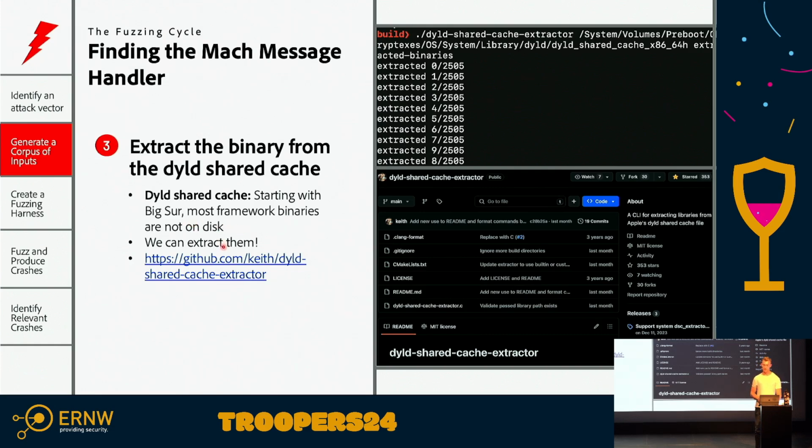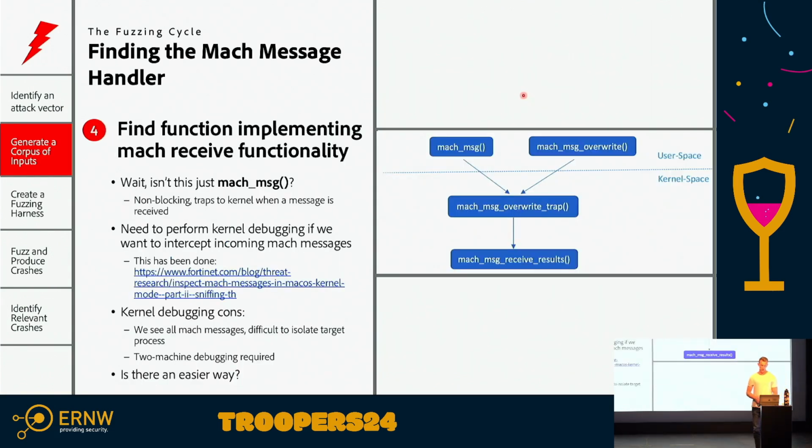So there's a few different GitHub projects that you can take a look at. The one I used here is this dyld shared cache extractor, and those will allow you to actually recover the framework binaries that you care about. So that's pretty great. Now we have the binary in our hand, we can analyze it, but now we need to find the function that implements the Mach receive functionality.